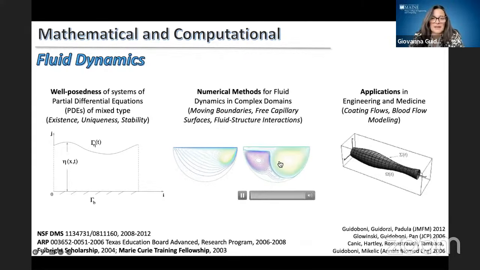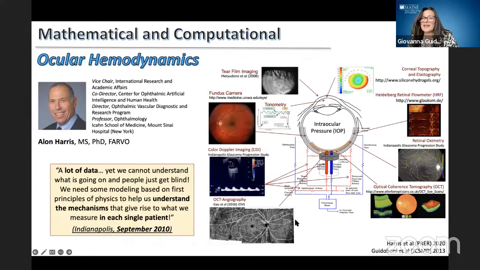But my adventure in ophthalmology actually started in 2010 when I moved to Indianapolis, and I met Professor Alon Harris on the campus in Indianapolis. I was a faculty in the Department of Mathematical Sciences at IUPUI, and Alon was the director of clinical research at the Glick Eye Institute in Indianapolis. And so it was September 2010 when he invited several faculty from the School of Science to visit his clinic.